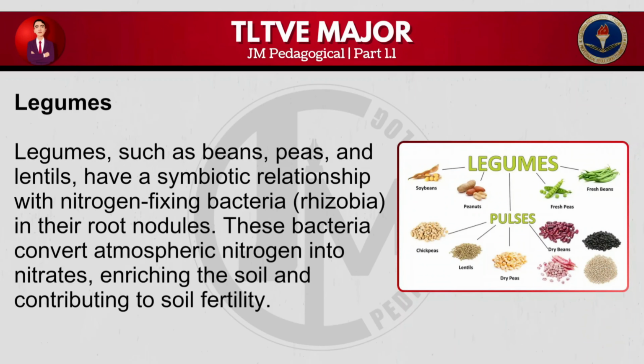Legumes, such as beans, peas, and lentils, have a symbiotic relationship with nitrogen-fixing bacteria, rhizobia, in their root nodules. These bacteria convert atmospheric nitrogen into nitrates, enriching the soil and contributing to soil fertility.